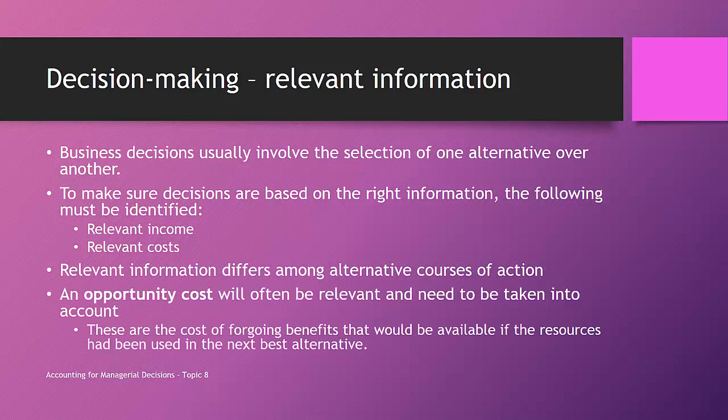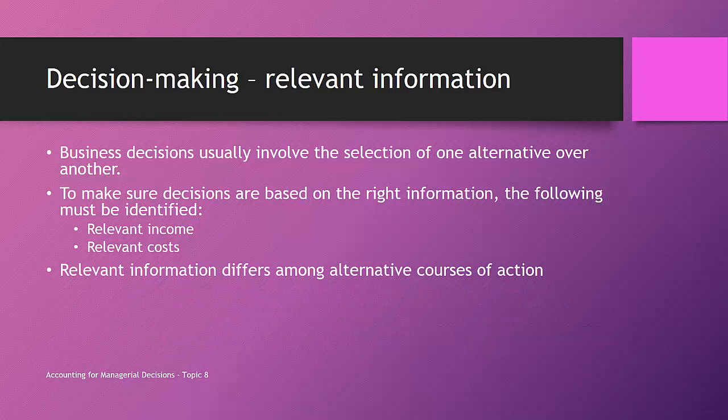An opportunity cost, before I get into this, I'll come back to relevant information. Relevant information is the thing which is different. That is what relevant is. So if something is going to be the same regardless of what you do, then it is irrelevant.